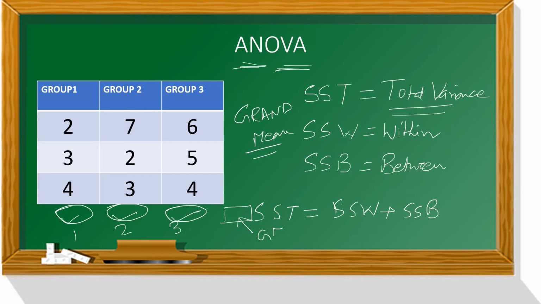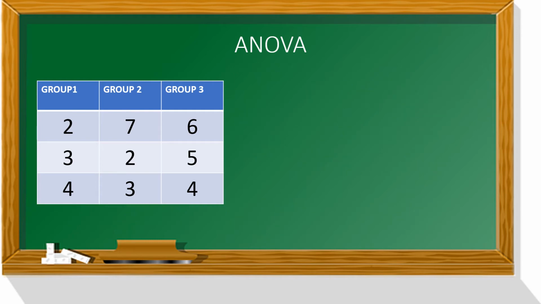So first we will start our ANOVA by calculating the total variation, which is given by the sum of squares total, SST. After that, we will calculate the within group variation. This is SSW, the sum of squares within. Now we have calculated the grand mean, let it be X. This is the grand mean.